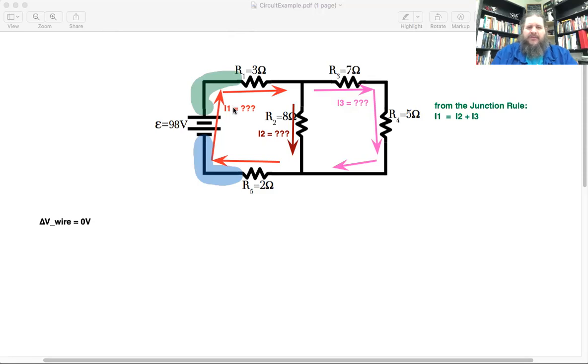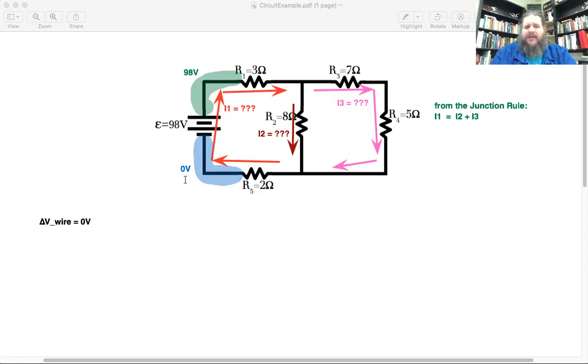And conventionally, we usually call the negative terminal 0 volts. We don't necessarily have to. We could call this any voltage we want. But it usually makes it easier to understand if we call that region 0 volts. And then the battery creates a 98-volt difference. So the positive terminal is 98 volts higher than 0. In other words, 98 volts.